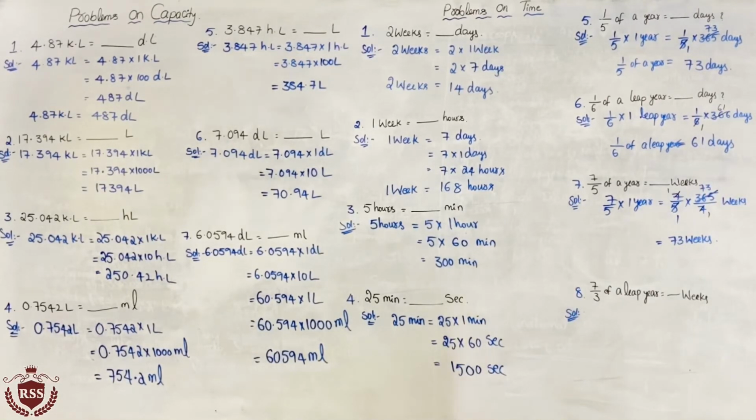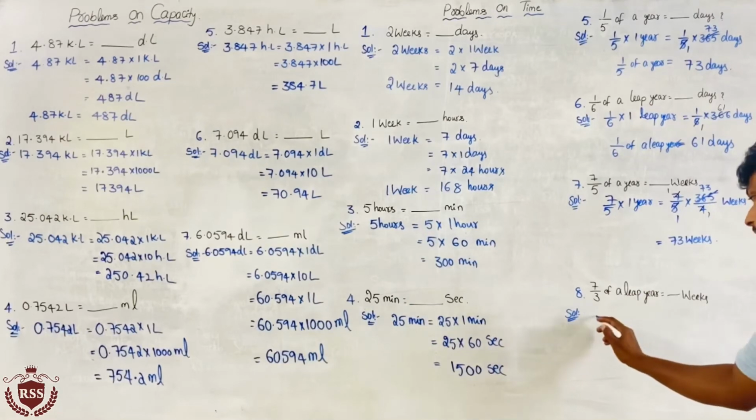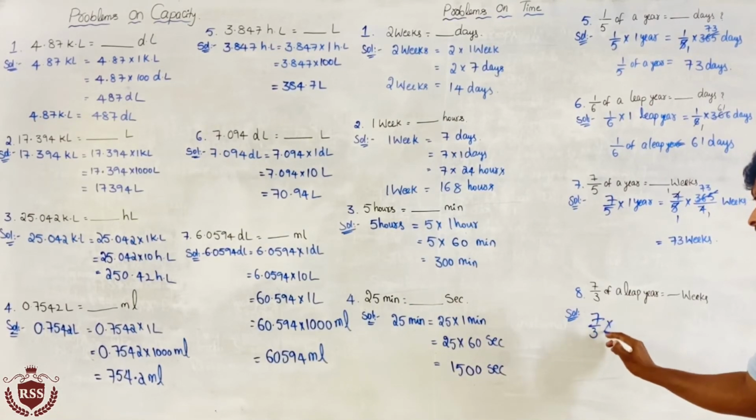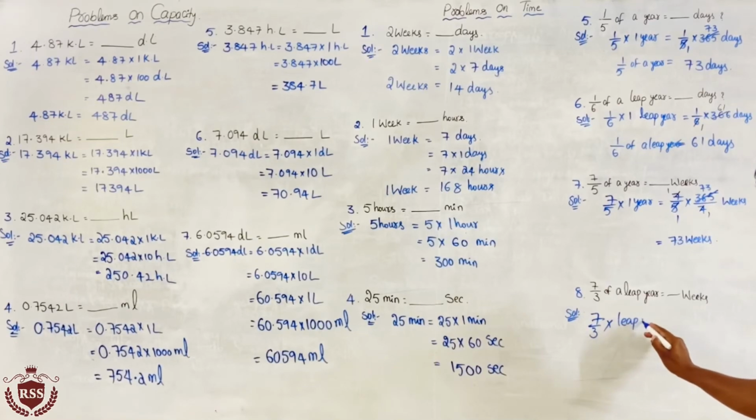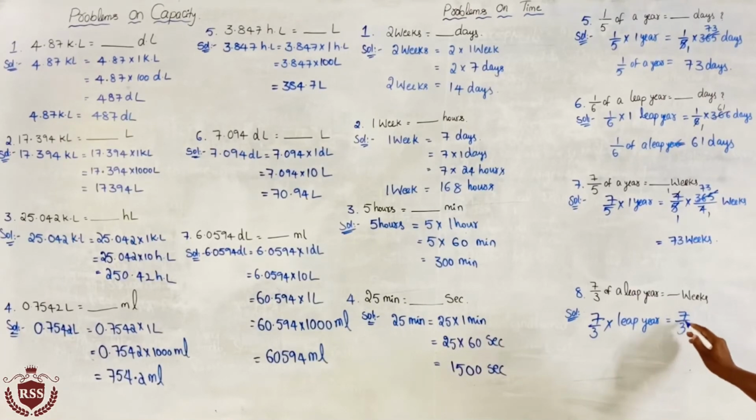Again, 7 by 3 of a leap year equals dash weeks. Here they are asking about a leap year. So 7 by 3 of a leap year. How many days in a leap year? 366 days. But we require those days in terms of weeks. So to convert days into weeks we need to divide by 7. So 366 divided by 7.